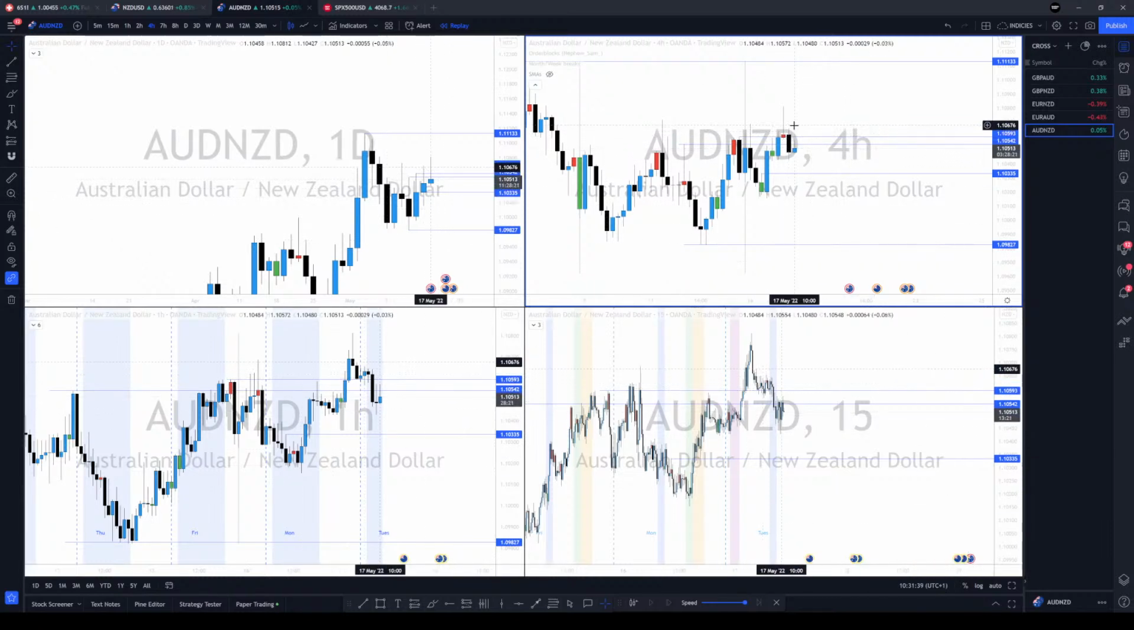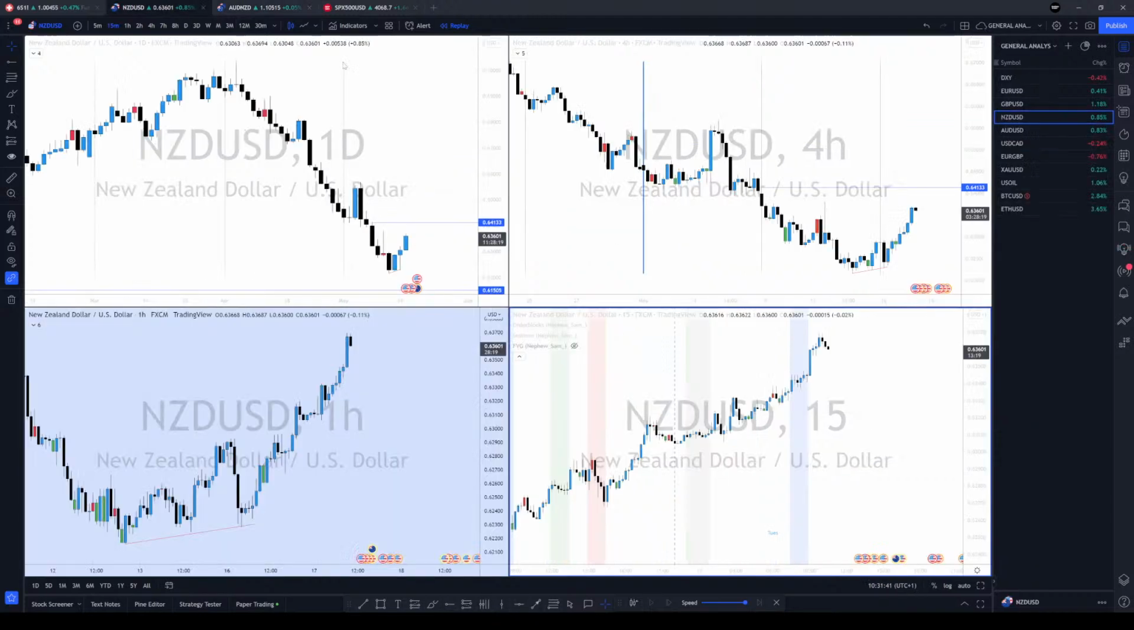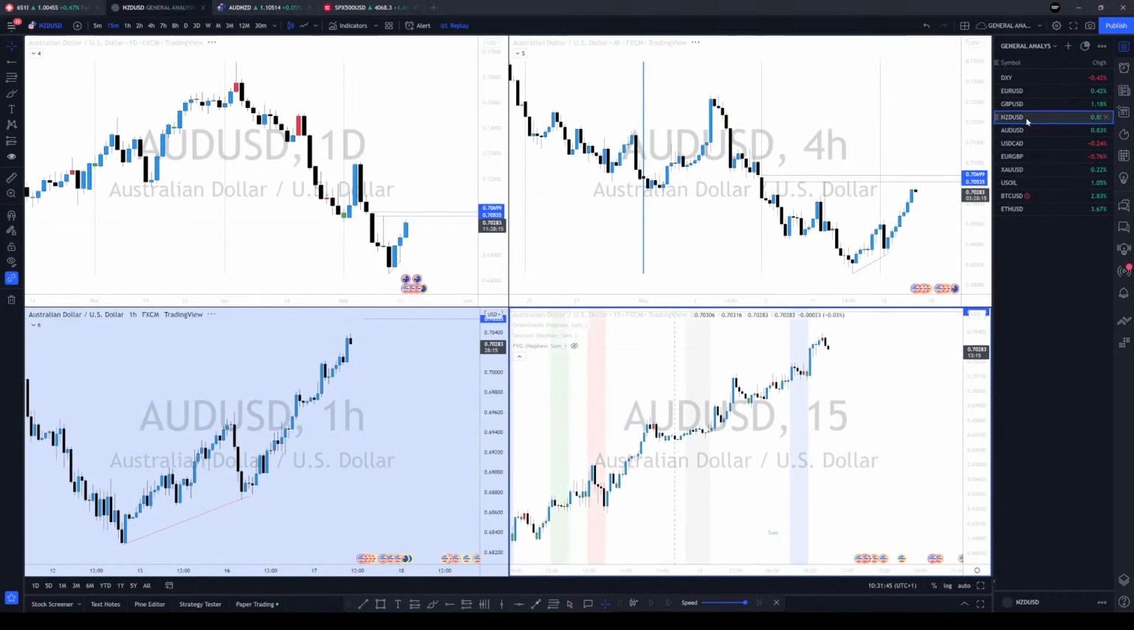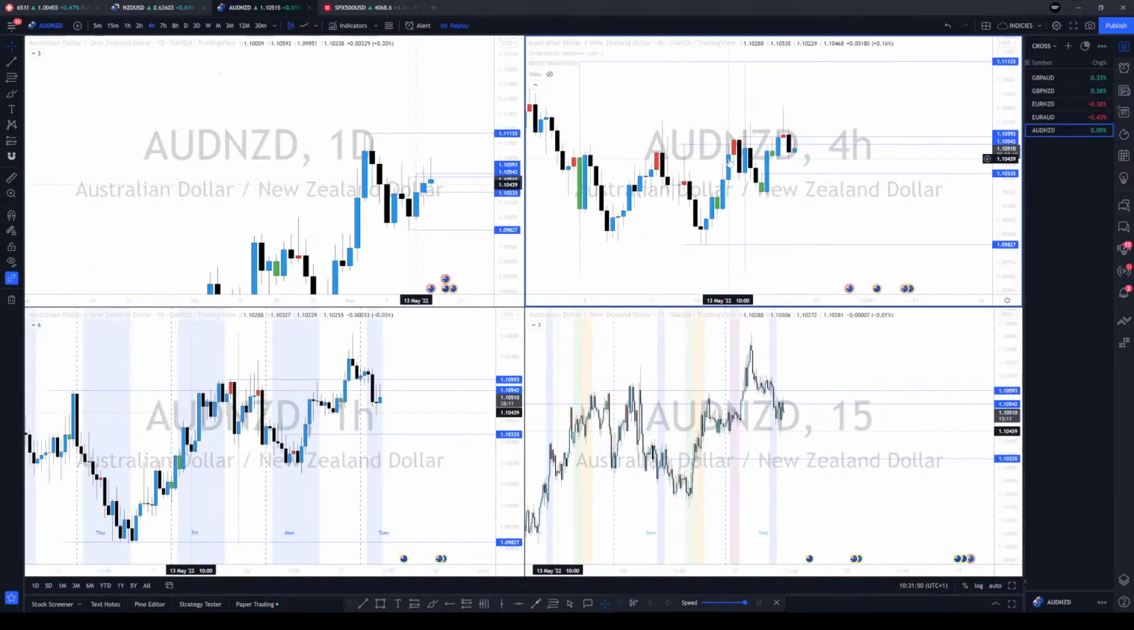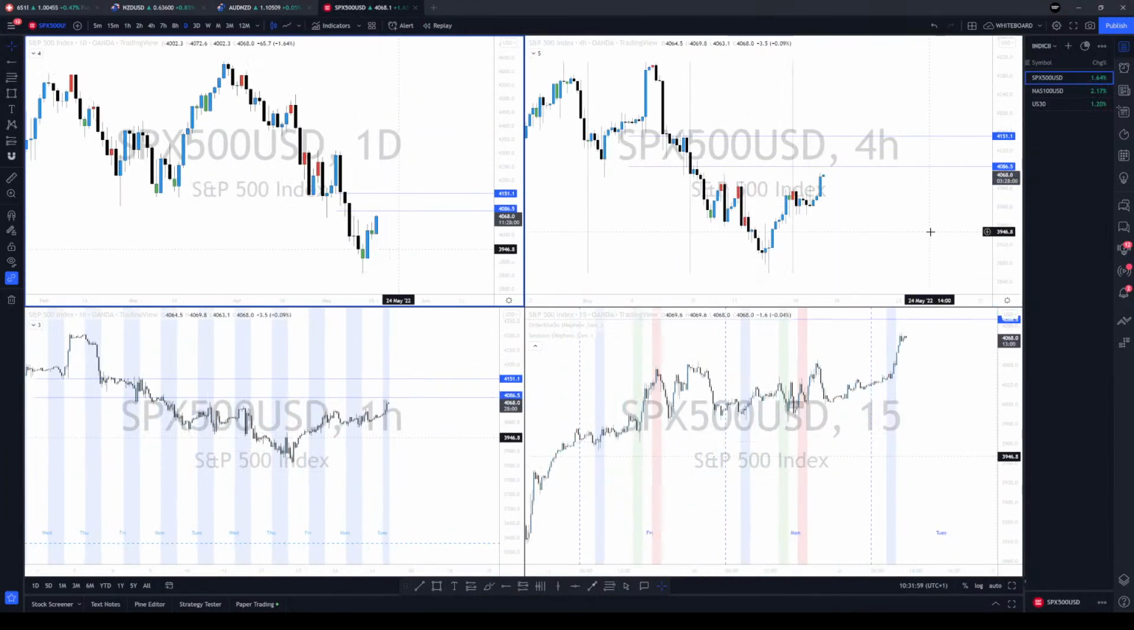Why? Because these two pairs are doing the same thing, right? And when they are doing the same thing, that will lead this pair to do what it's doing, lots of consolidation. So I wouldn't touch it now. All right, so leave that. Let's go to the indices.